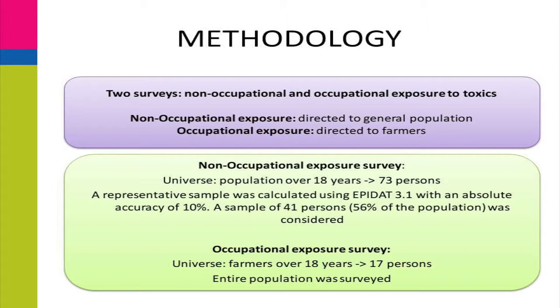For the occupational exposure survey, 17 persons is the universe of all farmers over 18 years. All of them were surveyed. And also, all surveyed persons signed an informed consent.